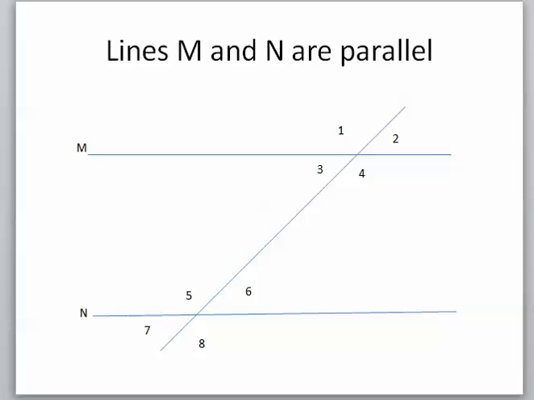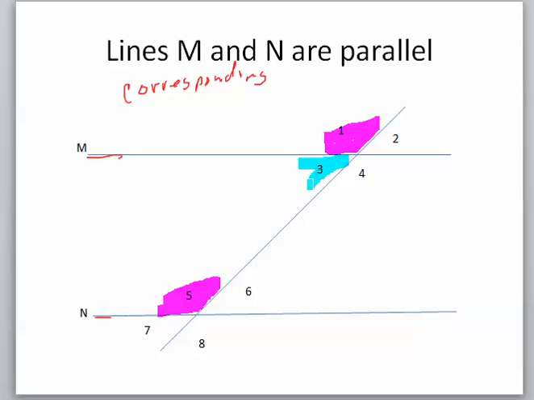Okay, so if I'm looking at this slide right here, what I see are parallel lines with a transversal. So what we're looking for are corresponding angles. Corresponding angles are going to be on the same side of the transversal, and one is going to be outside and another one is going to be inside. So these are considered corresponding angles, 1 and 5. 3 is inside and its corresponding angle is 7 outside. Okay?